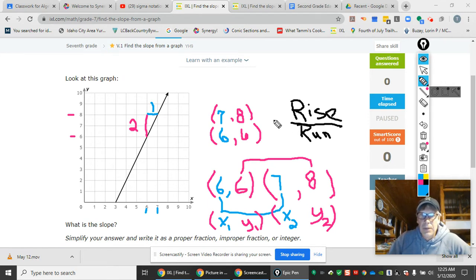Remember slope? Slope actually has a variable called m. Like we got x's and y's, when you see a variable m, that usually represents slope. And slope is the rise over the run.